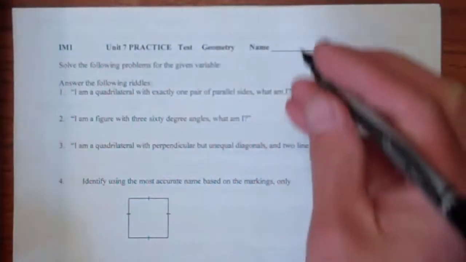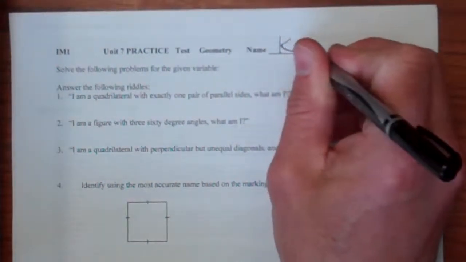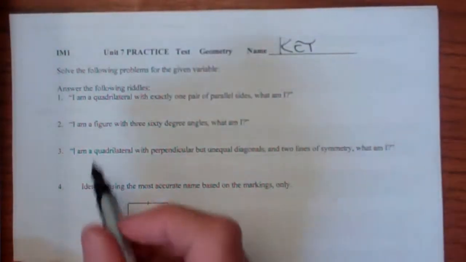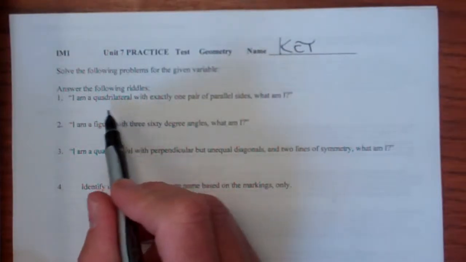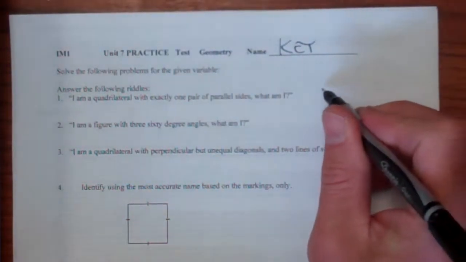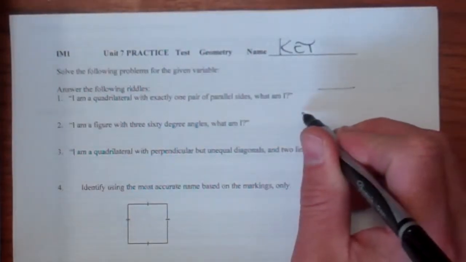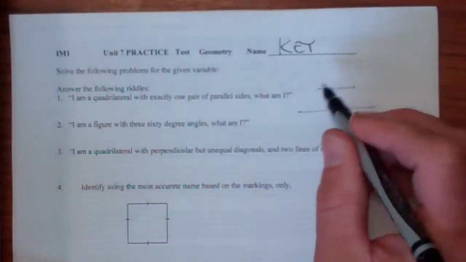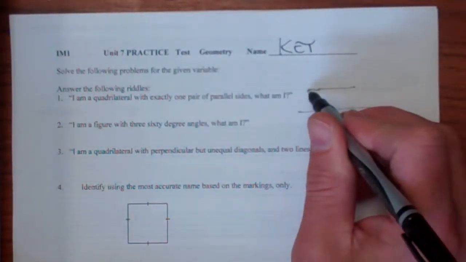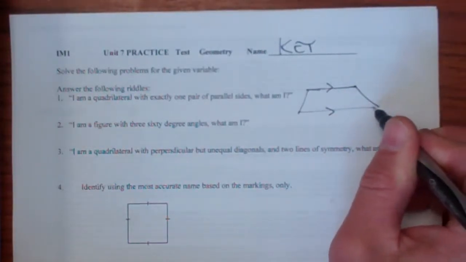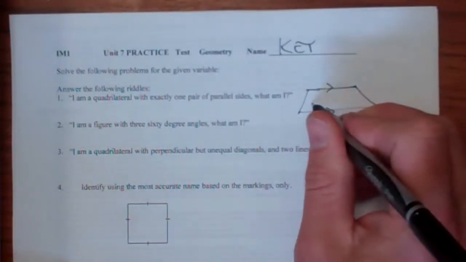Okay, here we are working out the key for the practice test for the geometry unit riddles. If I am a quadrilateral, that means I have four sides with exactly one pair of parallel sides. Start off thinking, okay, there's a side and it's got to be parallel. Don't make it the same length if it doesn't say so. I'm going to even make it a little bit more random. So that's parallel. Mark them parallel. That's not parallel. That is a trapezoid, okay?